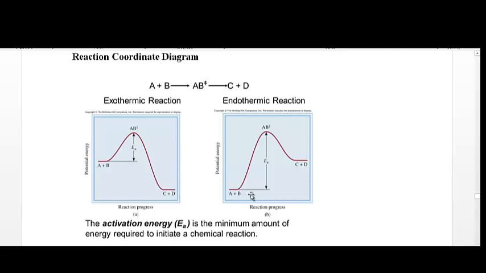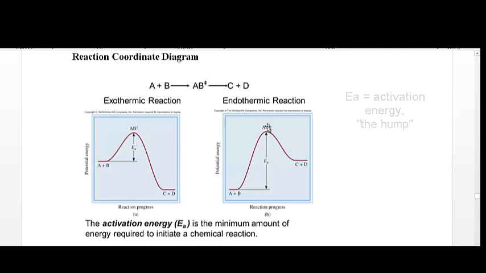Endothermic reaction, the products C and D are at a higher energy than reactants A and B. So how much energy is required? Probably this much energy is required. And for both an endothermic and exothermic reaction, you have to get over the hump. Getting over the hump is the activation energy. The hump here is a little bit larger for an endothermic reaction because it requires energy from the outside surroundings.